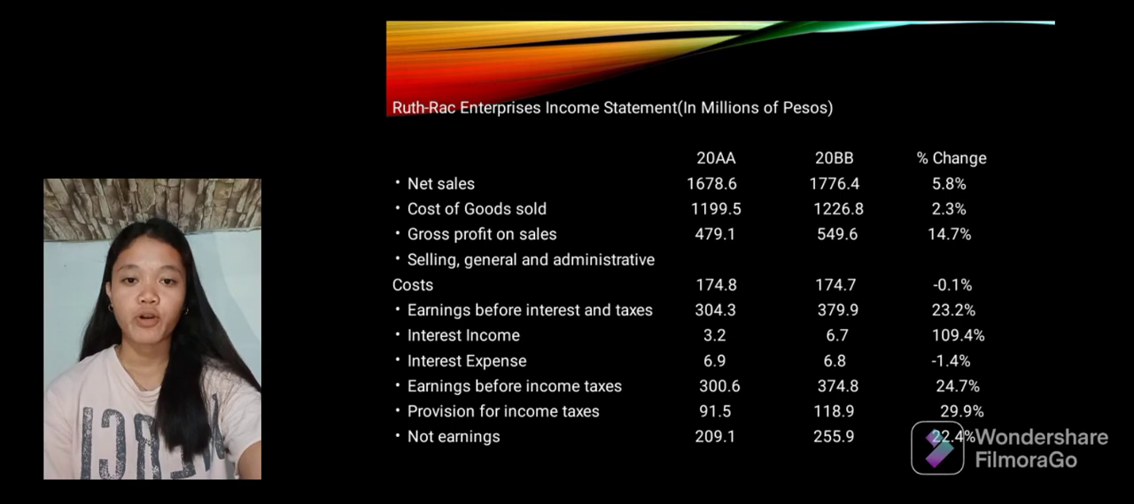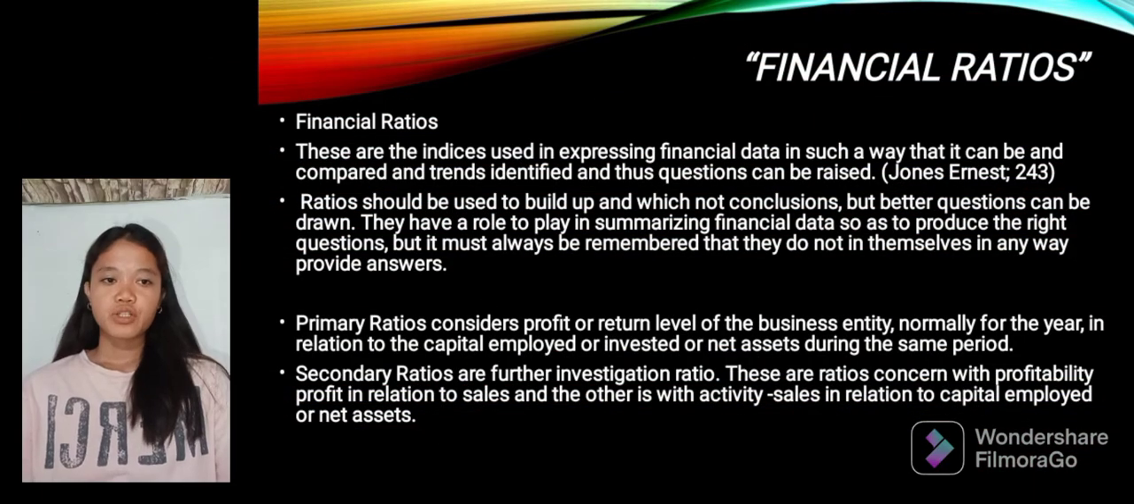255.9, 22.4%. Financial ratios. These are indices used in expressing financial data in such a way that it can be compared and trends identified, and thus questions can be raised. Ratios should be used to build up and summarize the evidence available and to create a picture from which not conclusions, but better questions can be drawn. They have a role to play in summarizing financial data so as to produce the right questions. But it must always be remembered that they do not in themselves in any way provide answers.